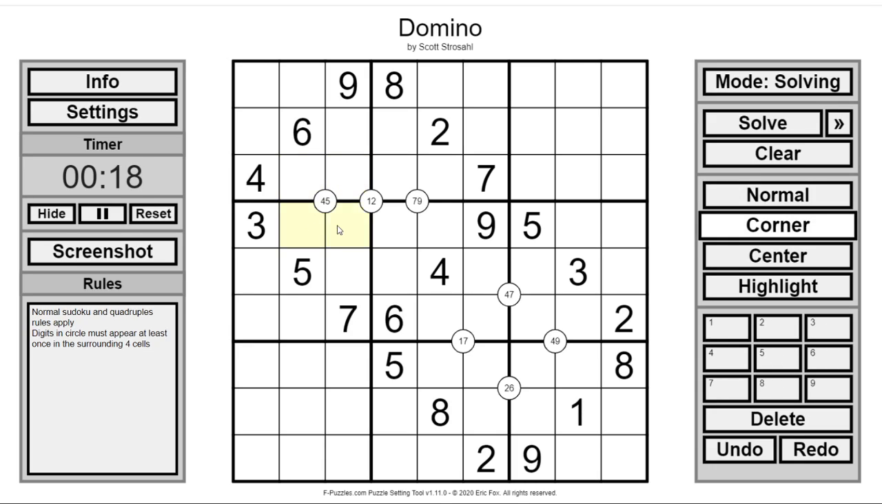So it must be in one of these cells because of the 4 there. Can't be in either of those. 5 must be in one of these cells. Can't be in any of these because of that 5, so that becomes a 5. Two here must be in one of these cells. I don't know how to notate that, so I'll just notate this one instead.